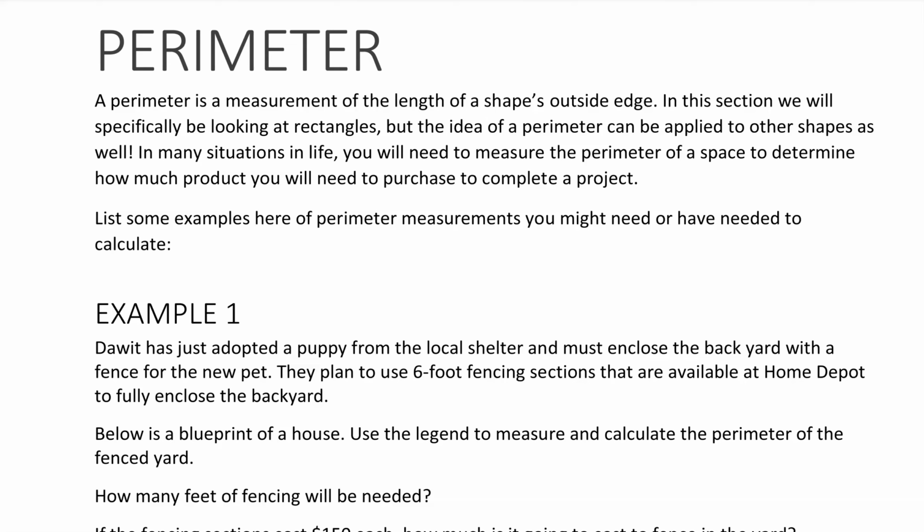List some examples here of perimeter measurements you might need or have needed to calculate. So I will give an example for myself. I bought a home in 2018, and in the living room, shortly after I bought the home, my dog chewed up the carpet in the living room. And so I needed to purchase a replacement flooring for my living room.